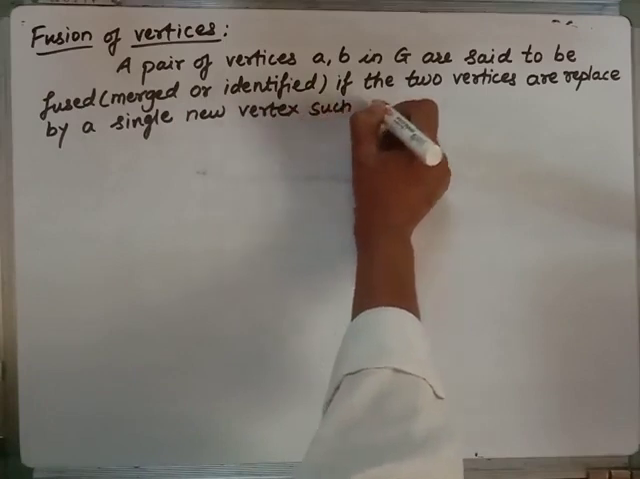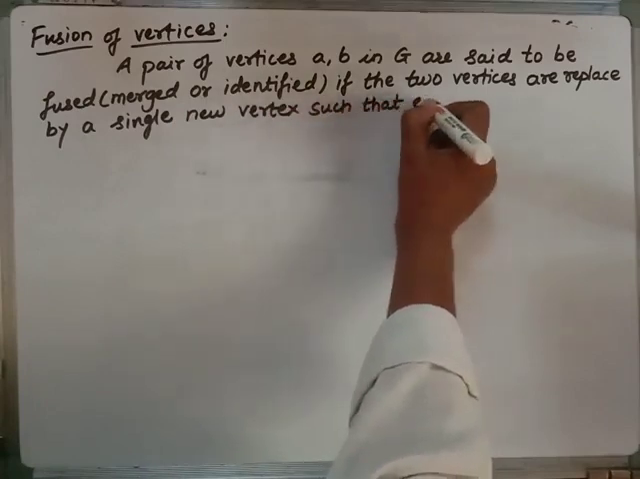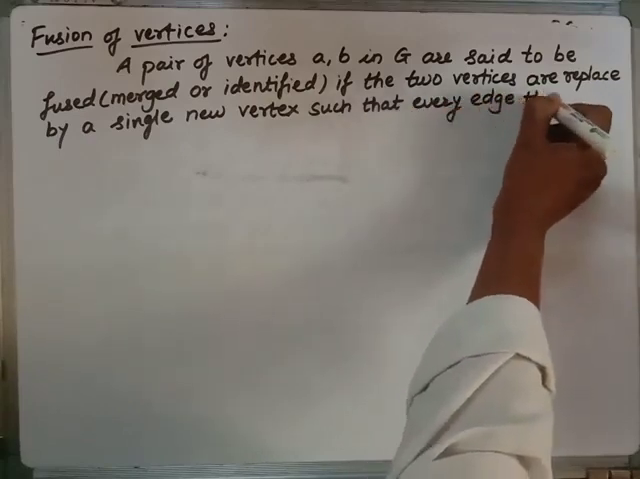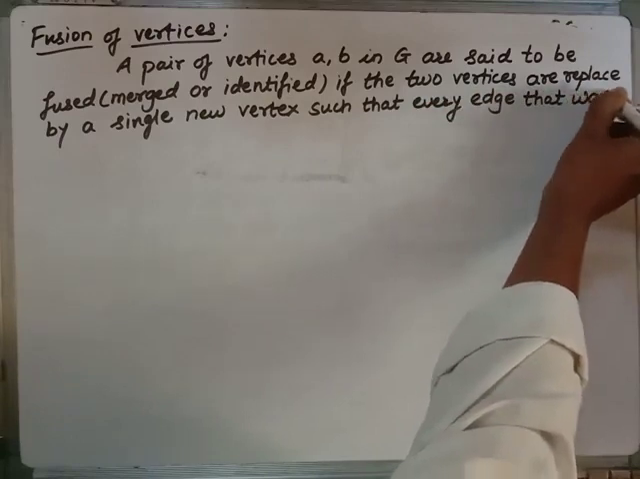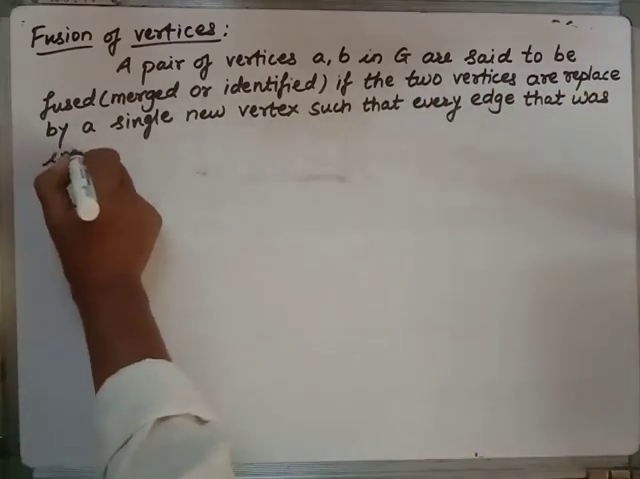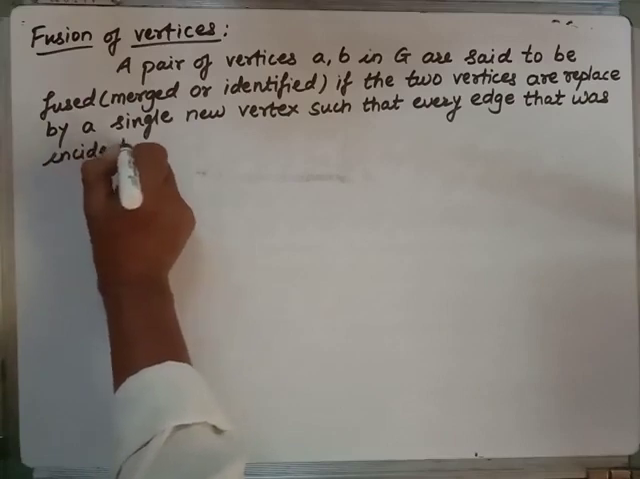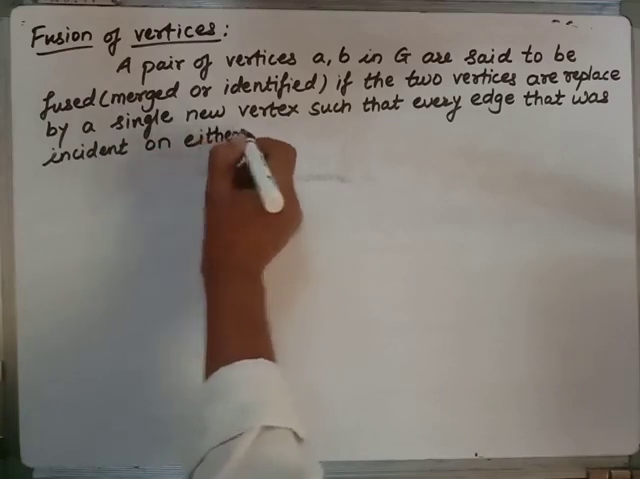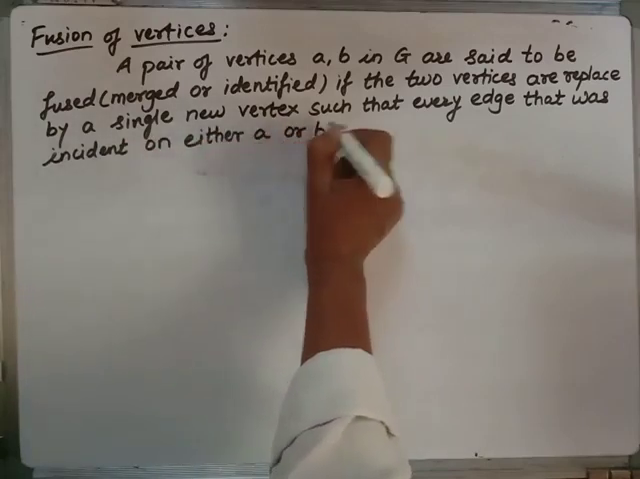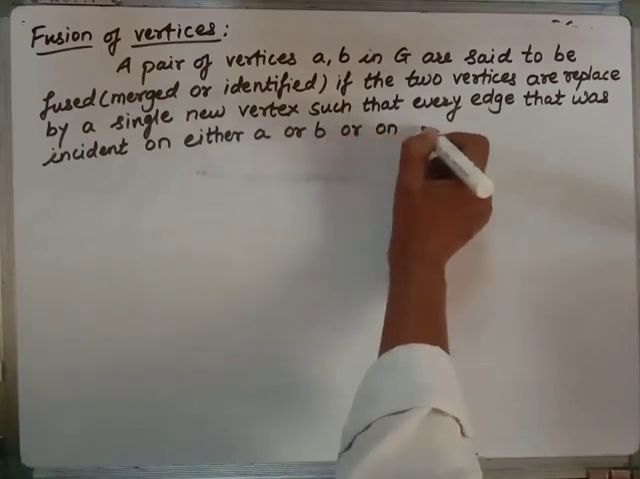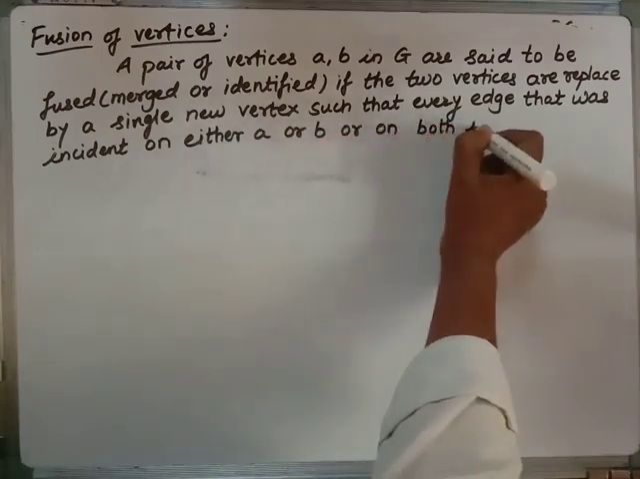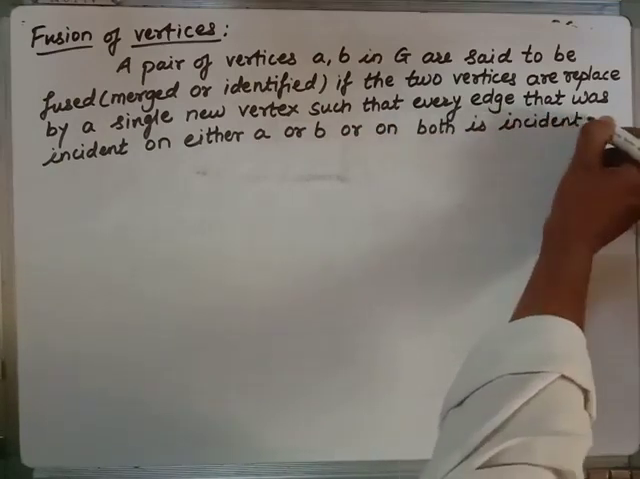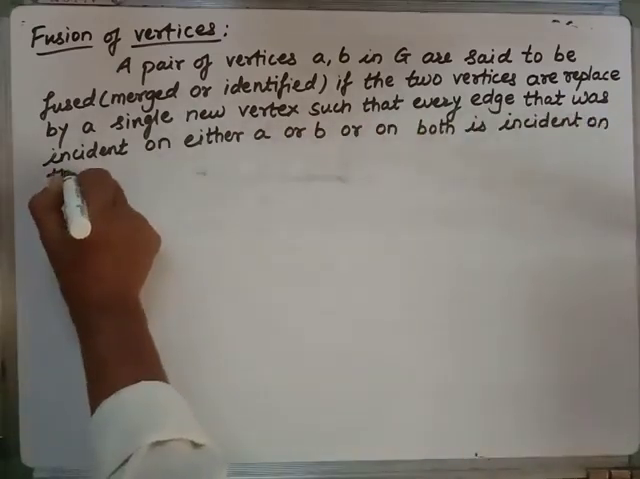such that every edge that was incident on either A or B or on both is incident on the new vertex.